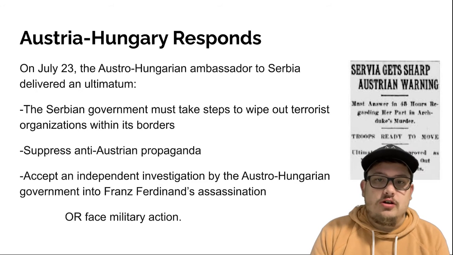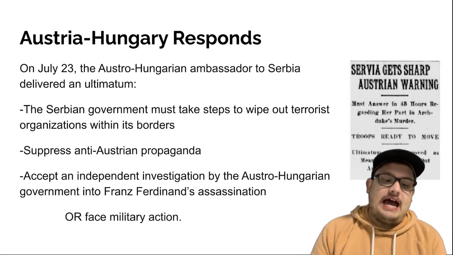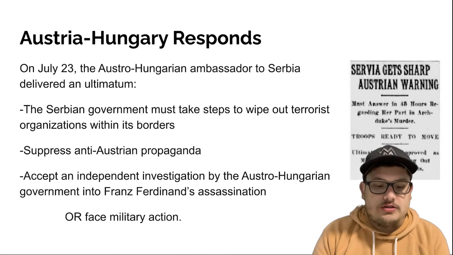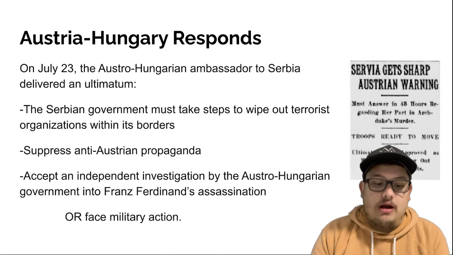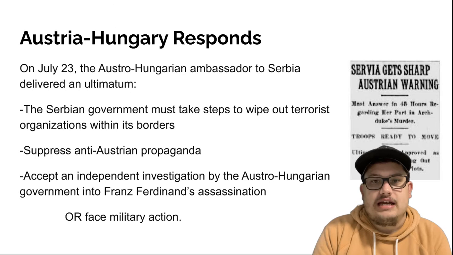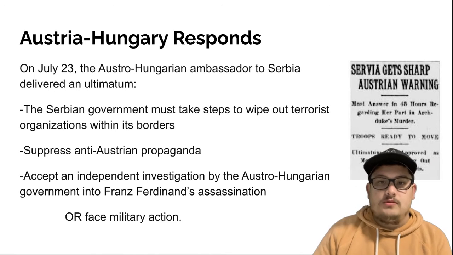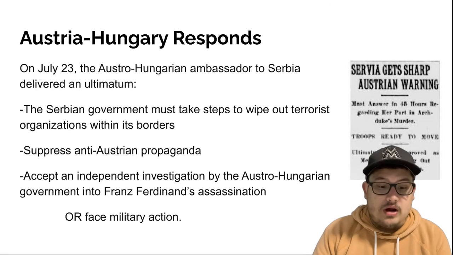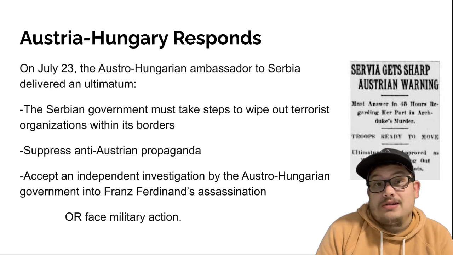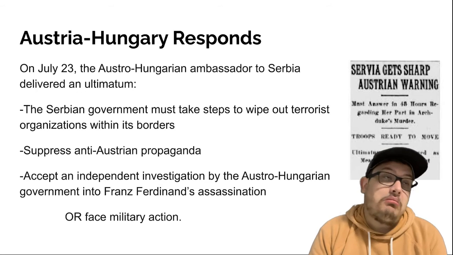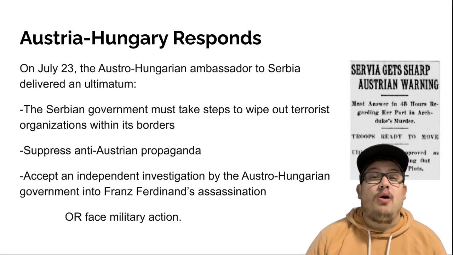So Austria-Hungary goes to Serbia, and they give an ultimatum. This ultimatum is that the Serbian government is going to take steps to wipe out terrorist organizations within its borders. It also wants to suppress anti-Austrian propaganda, and they want Serbia to accept an independent investigation by the Austro-Hungarian government into the assassination. So let's pull back for a second. They gave these demands, and it was just this really long list of stuff they wanted. Some of this makes total sense, right? Like, hey, you should get rid of the terrorists in there, because they kind of killed our guy. Makes sense. Maybe you should stop with propaganda. Okay, I get it. And Serbia agrees to almost everything.